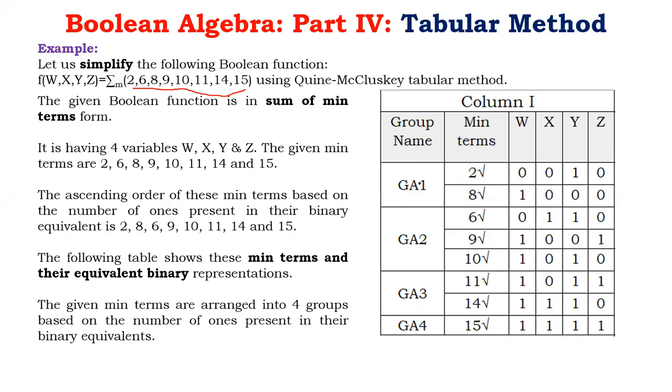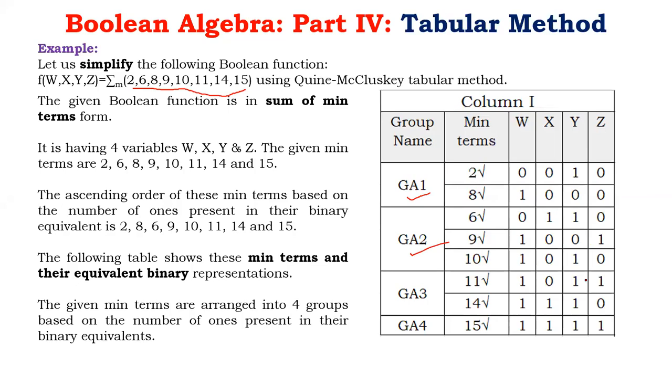So depending upon the number of ones, that is only a single one. Then 2 has a single one, 8 has a single one. So we write the two min terms 2 and 8 in group 1A. Similarly, 6, 9 and 10 have 2 ones each: 6 has 2 ones, 9 has 2 ones, 10 has 2 ones. Then we will make a group for 6, 9 and 10 as group 2.